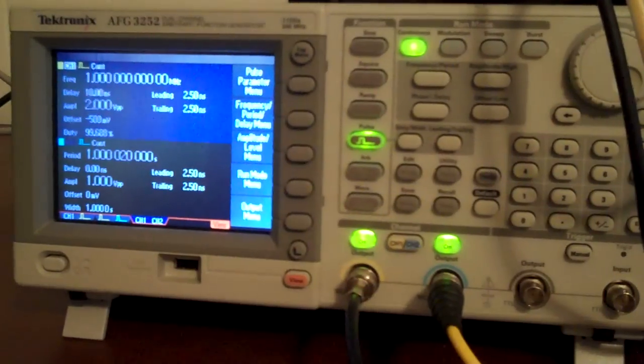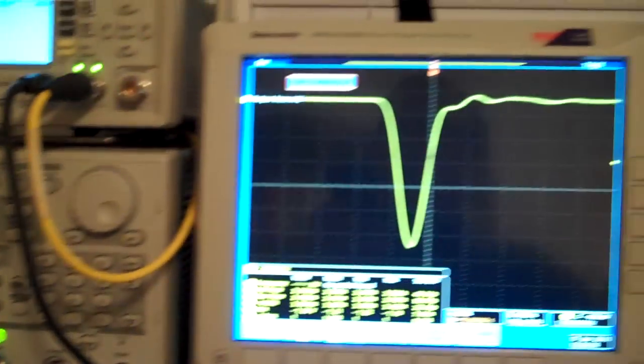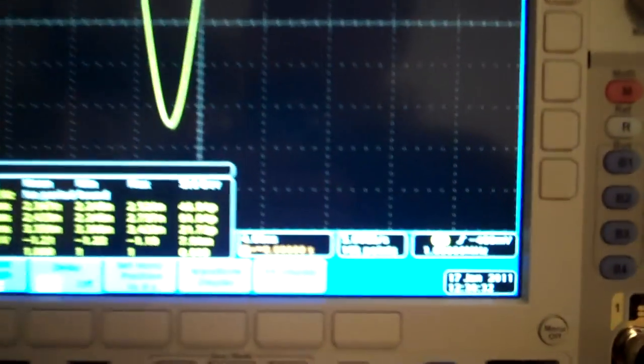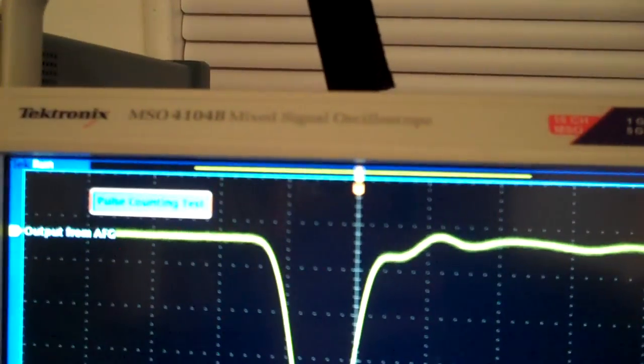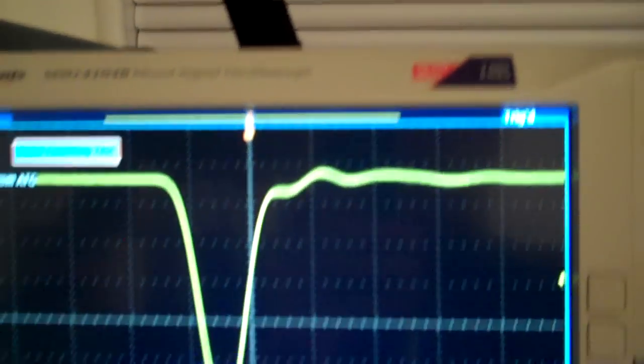Here we have a Tektronix AFG3252 generating the pulse series. It's a 1 megahertz pulse series. It's going to be a low duty cycle negative going pulse. And here on our oscilloscope, we're measuring the pulse. We're running a Tektronix MSO4104B. It's a 1 gigahertz scope with 5 gigasamples of sample rate.